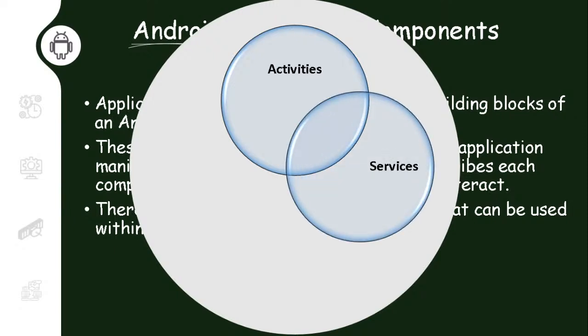Then we see services, for example music services. When you are doing some task and you want to minimize it and do some other work while you are listening to some music, listening to the music is a background service. Services can run in the background while you are doing some other task. When you want to use this type of service, you can use it in your Android application.